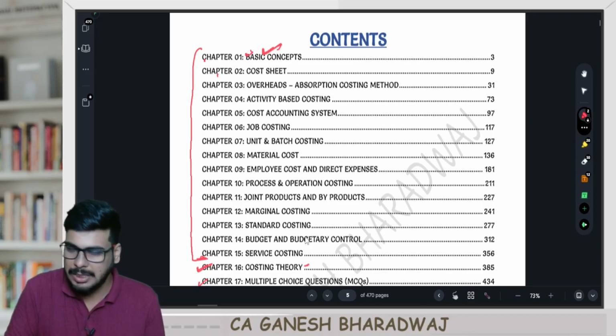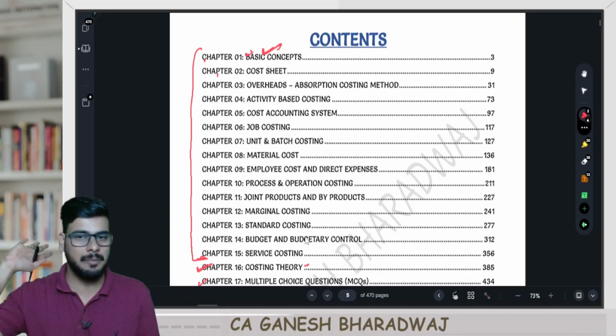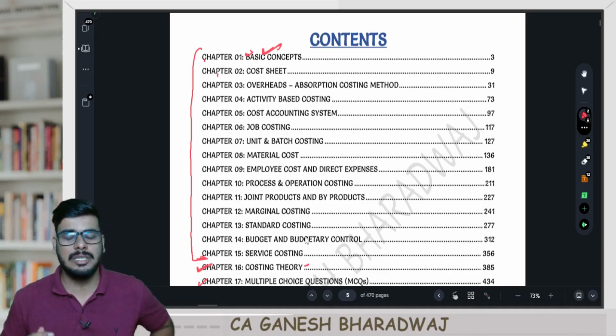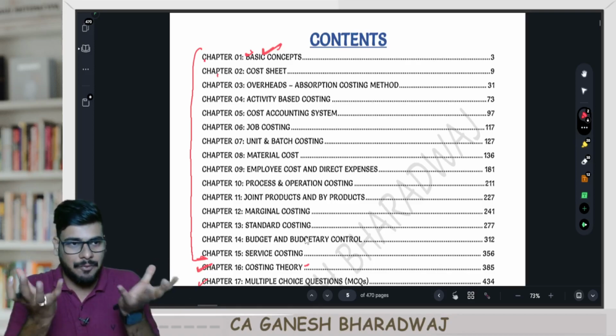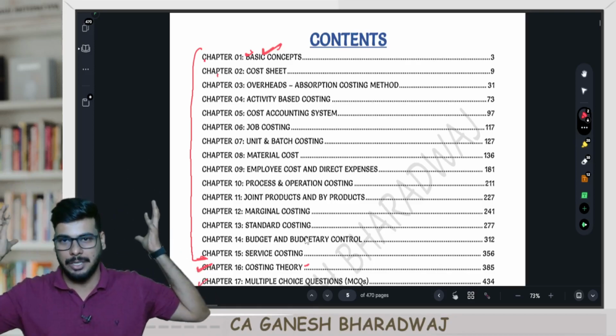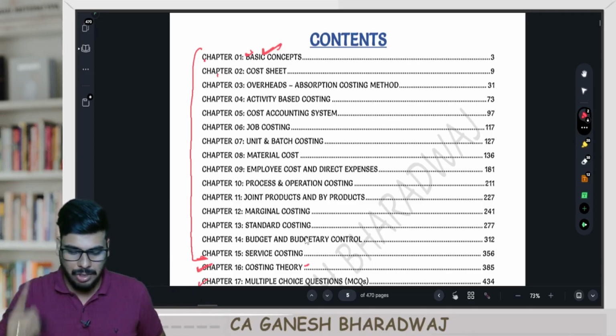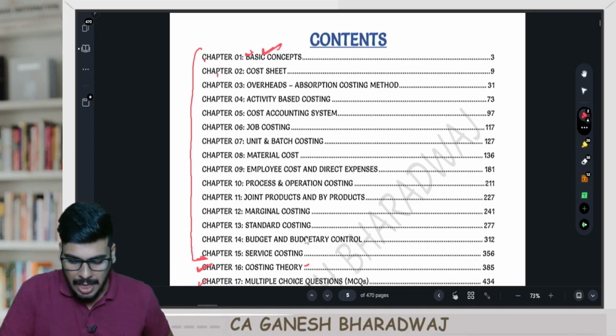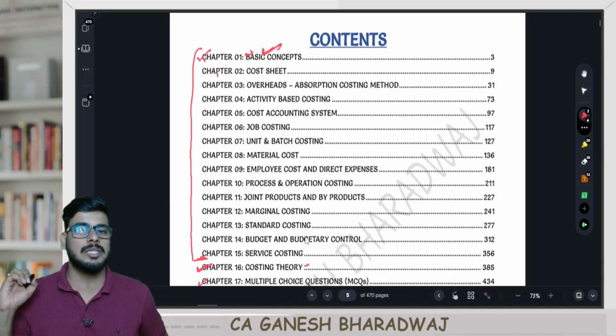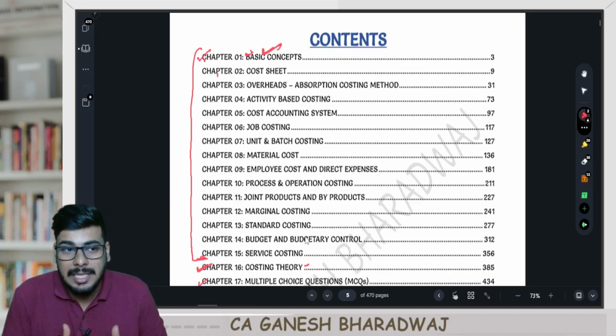And this basic concepts chapter, you will not find it anywhere in the study material. Whatever we are going to discuss, that is the cream, that is the foundation with which the entire subject is going to be built. Every single chapter that I'm going to take from now on, I will be connecting it to this basic concepts, because this subject is going to be unfolded before you like this.